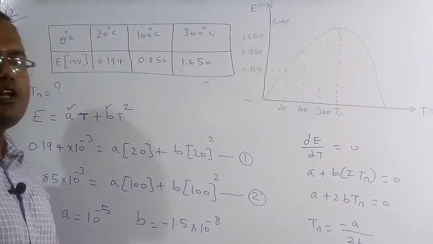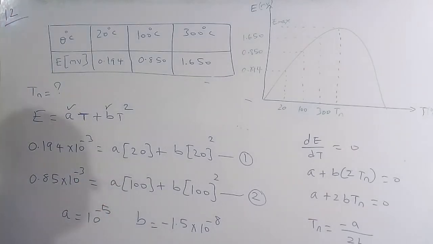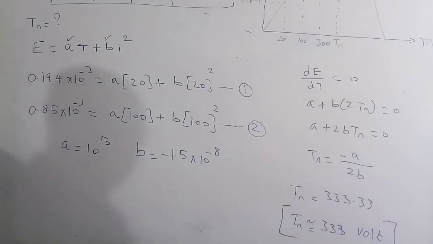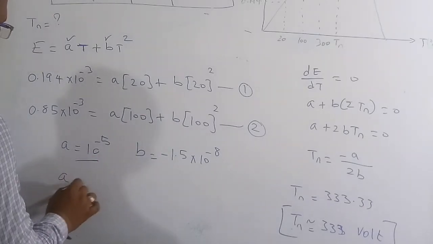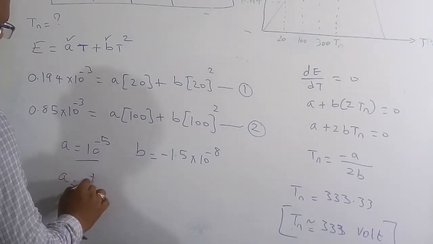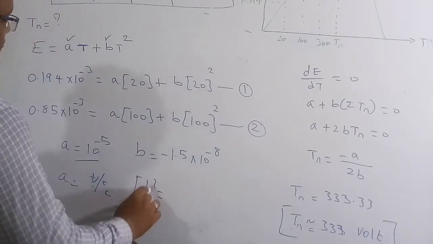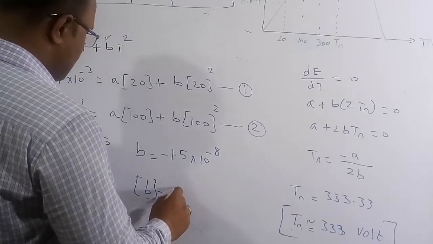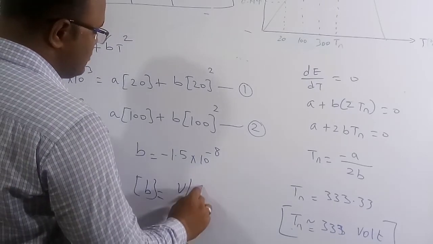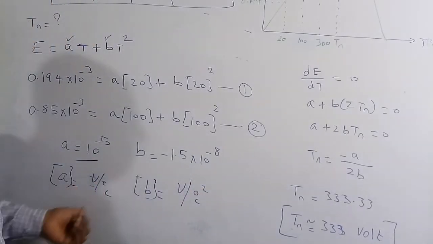So two equations with two unknowns. After solving this one we are going to get the unknowns as A is equal to 10 to the power of minus 5 and B is equal to minus 1.5 into 10 to the power of minus 8. Suppose they ask what is the unit of A. The unit of A is volt per degree centigrade, and the unit of the constant B is volt per degree centigrade square. So these are the units of the constants A and B.